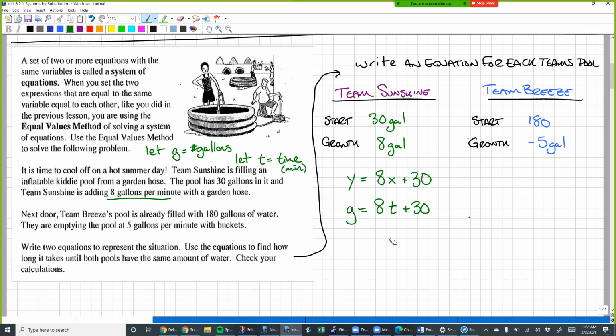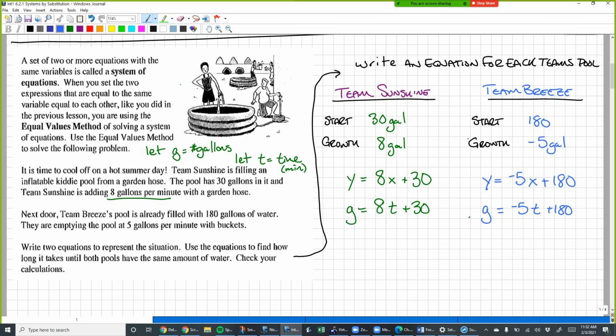Over on the other one, we can write that equation too. And that equation's starting out at 180. So we're going to say y is equal to negative 5 times x plus 180. If I was to write it with gallons and time, gallons is equal to negative 5 times t plus 180.